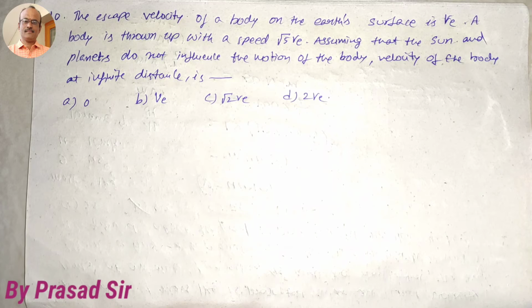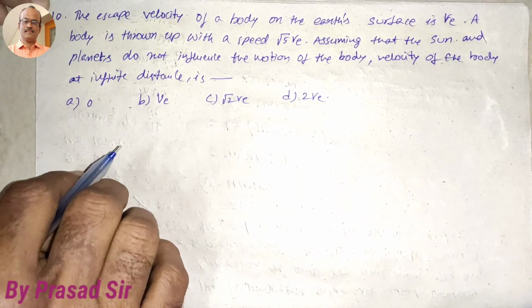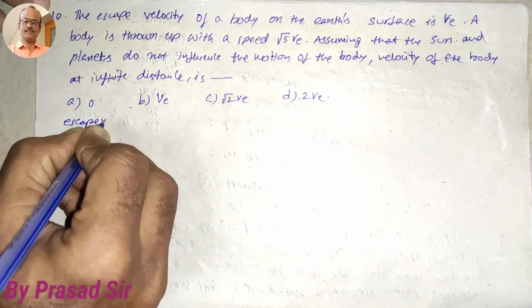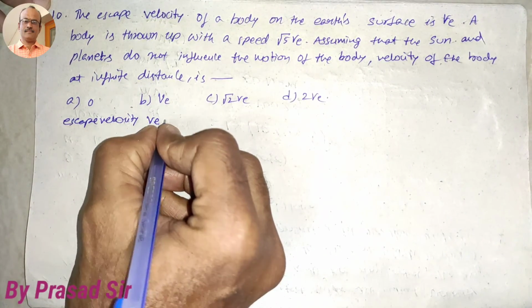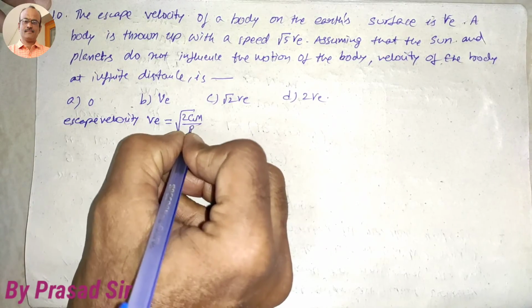Now the question number 10. The escape velocity of body on Earth's surface is Ve. A body is thrown up with a speed root 5 times Ve, assuming that sun and planets do not influence the motion of the body. Velocity of the body at infinite distance is how much? So first of all, to calculate this one, from the Earth's surface to the infinite distance. So first of all, here given escape velocity Ve is equal to square root over 2 capital G capital M divided by R.